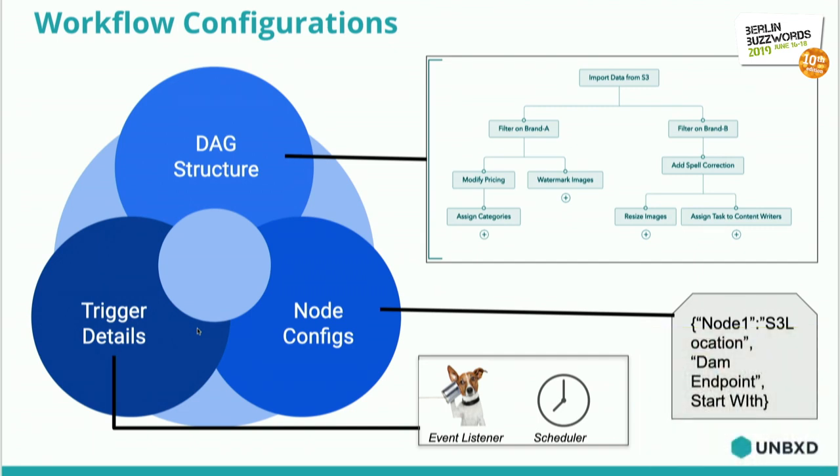So each node operates on some data. There can be two kinds of data. The static data is the configurations that you pass while configuring the workflow, and the dynamic data is the data that has been passed on by the previous node onto it.